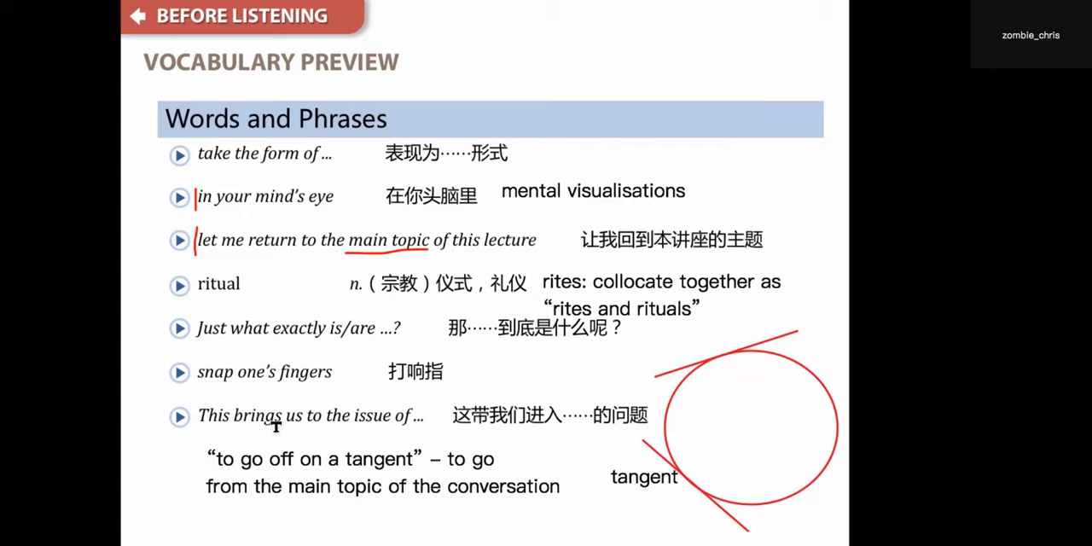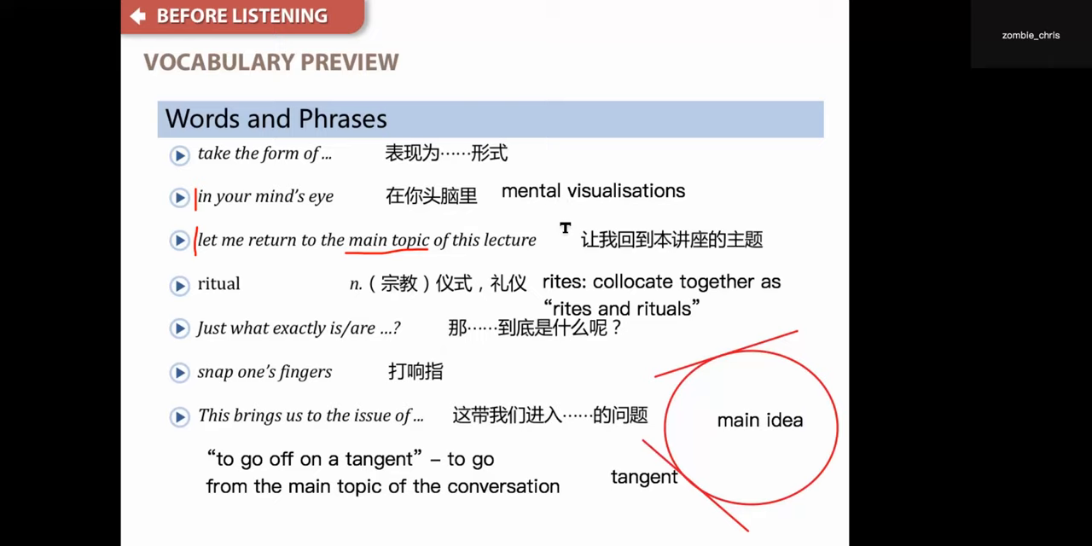you'll often find this happening in everyday conversation where, for example, we would have the main idea being the circle, and then the tangent would be a line that shoots off in a random direction off the main idea. It's one of those things that has come from technical language and is now found in everyday language. To go off on a tangent is the opposite of returning to the main topic.